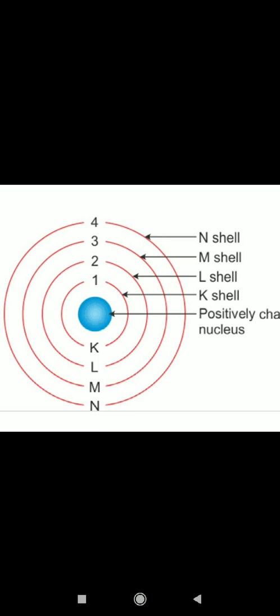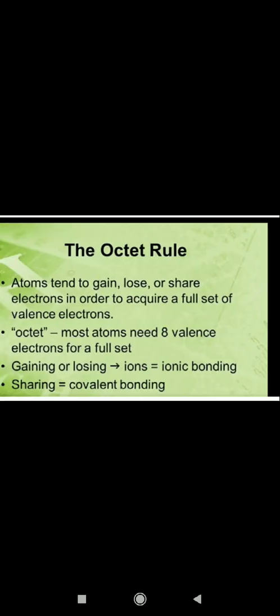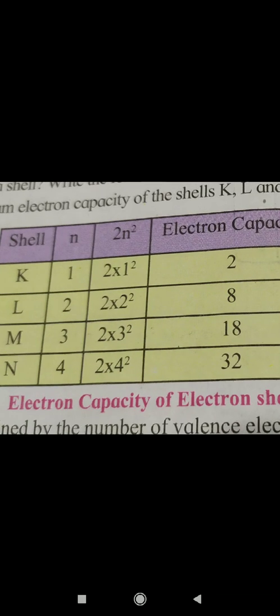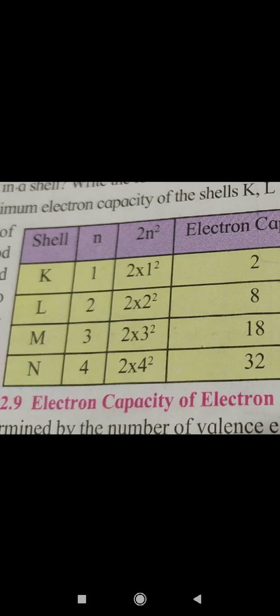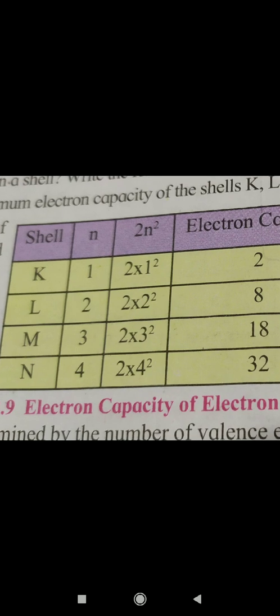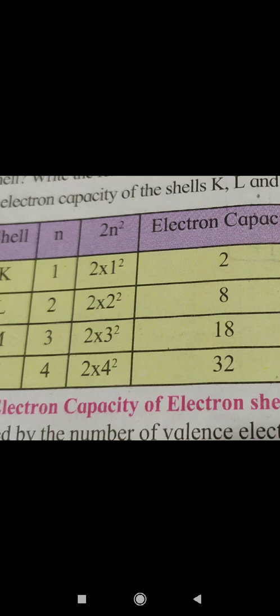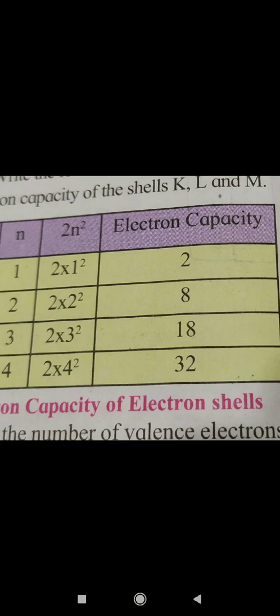Let us see the electron capacity of these electron shells. Look at table number 2.9 in our book. They have given us the shell name in the first column, that is K, L, M, N. Then the shell number: K is the first shell, L is second, M is third, and N is fourth. Then they have given us a formula for the electron capacity. That formula is 2n square, where n is the shell number. So we can fill in the shell number here and find out the electron capacity.